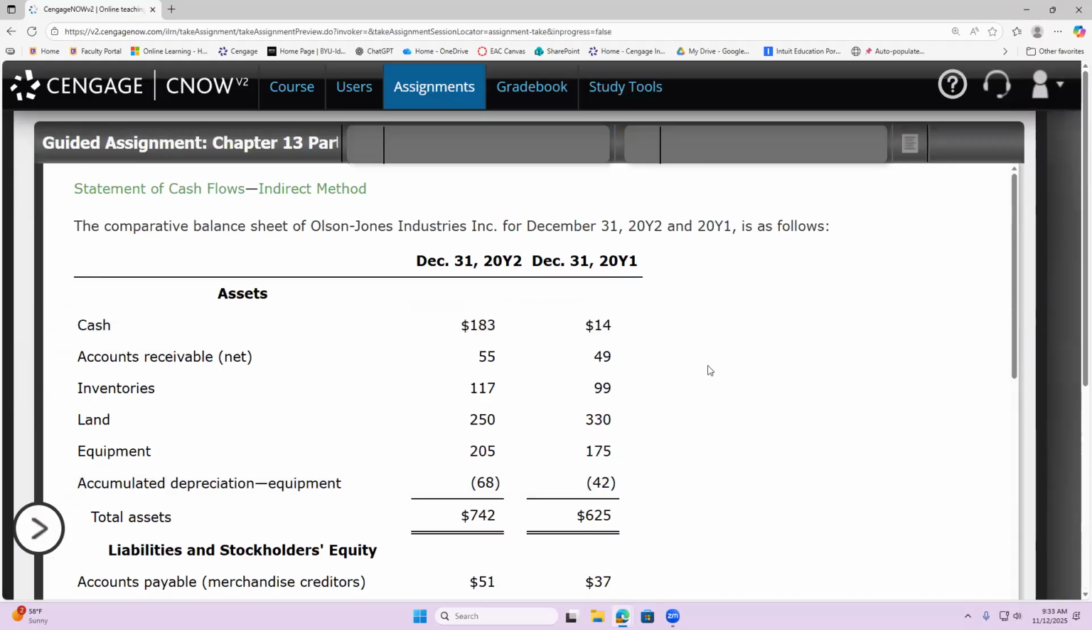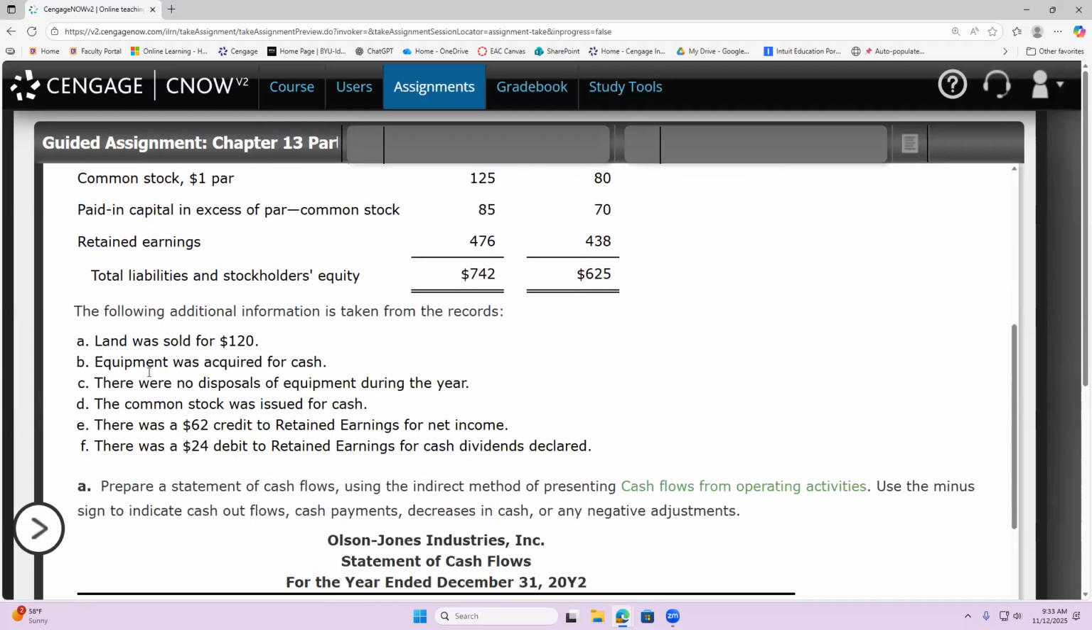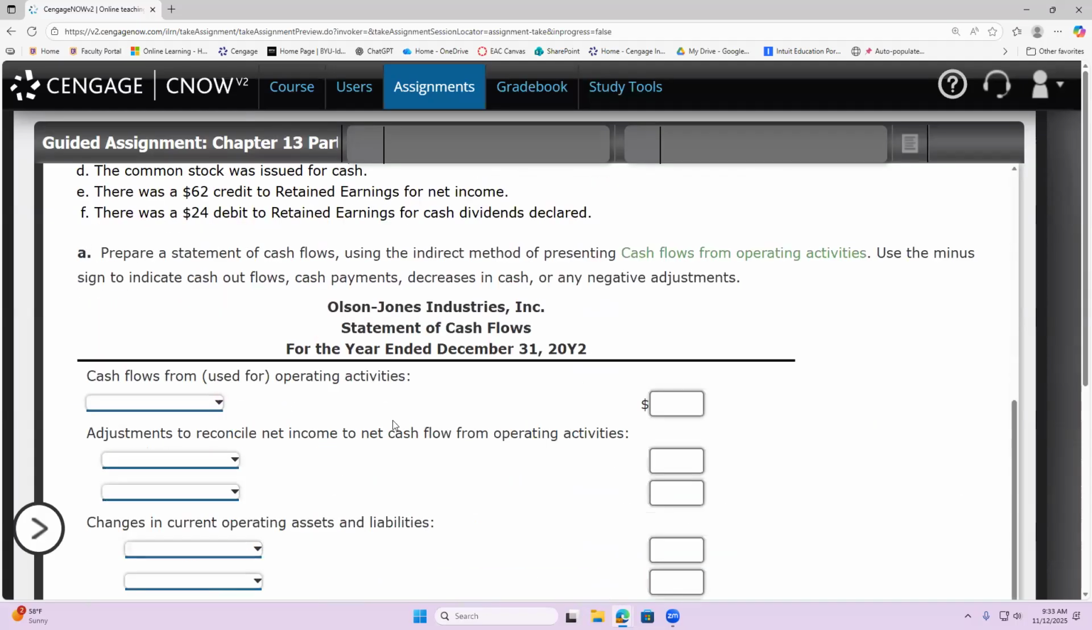So we have a comparative balance sheet for Olson Jones Industries. It looks like it's just doing everything in dollars. I'm guessing this is like thousands or something, but it doesn't matter. It also gives us some additional information, like that they sold land, that they acquired equipment, all of those things. So we have to go through this process of creating the statement of cash flows.